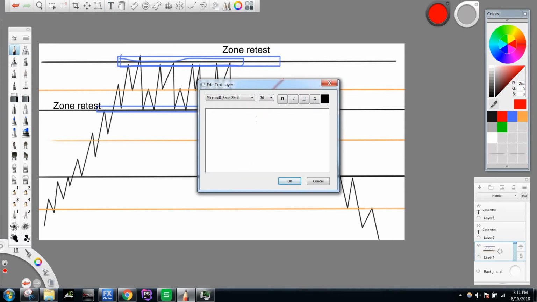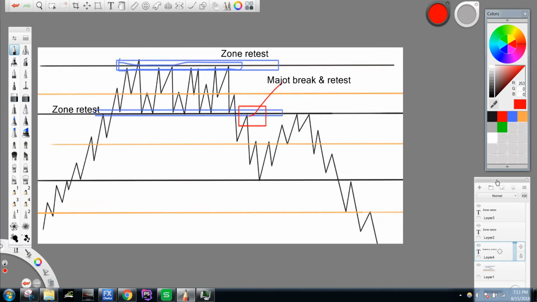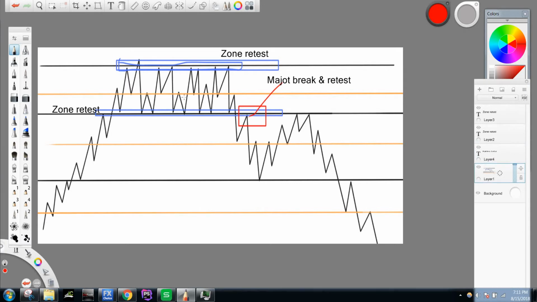I would call this a major break and retest, right? The probability on this type of trade is massive. I spelled major wrong. How can I edit this? I'm not too sure. Alright, so let's pretend that the word there is major, right? And you know, I keep scrolling that. Alright, so we have major break and retest.